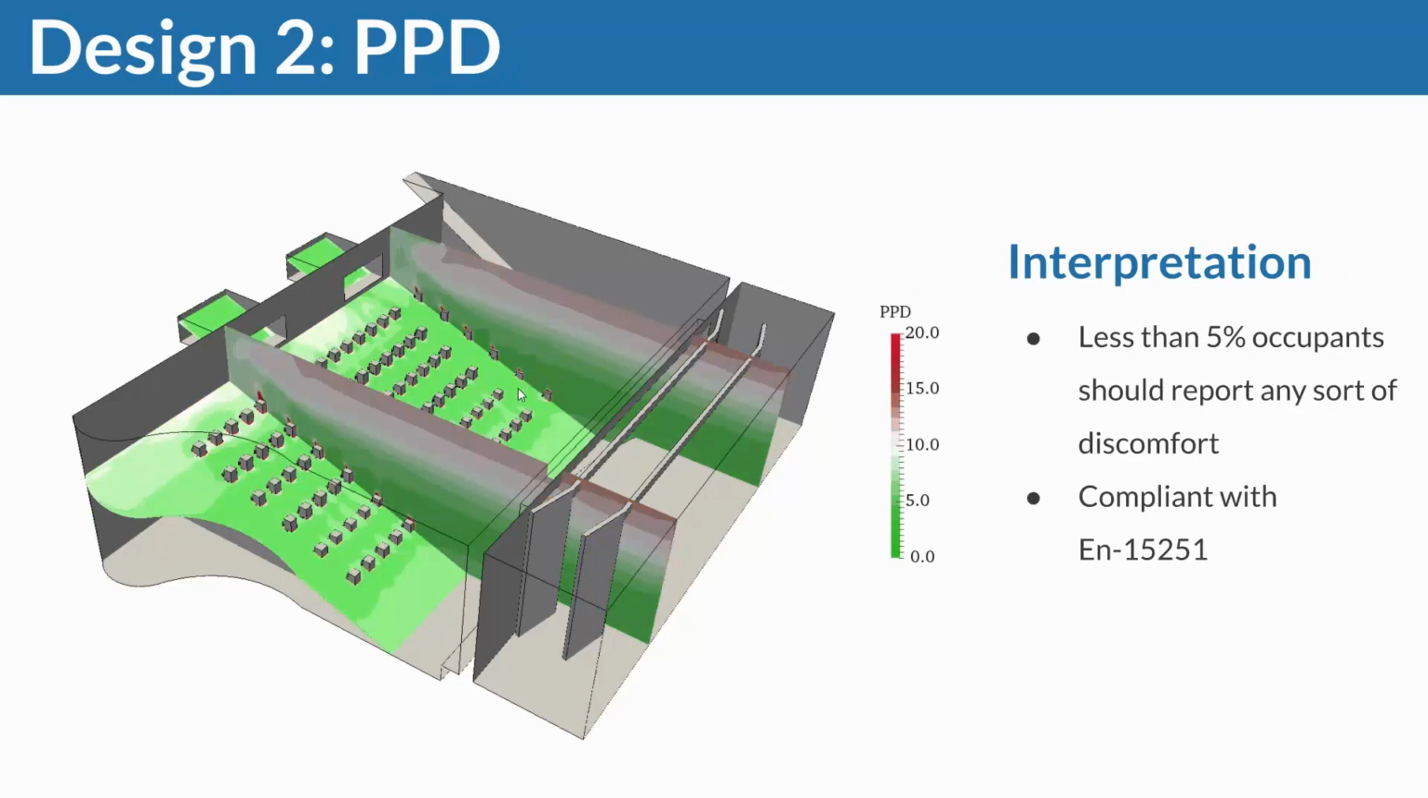And then the same goes for PPD, right? Most of our folks sit in a green area and a few of them in a white area, which is still fine. Across the entire occupant region, we're at 5% PPD, and we are compliant with EN 15251. And that's ultimately what we wanted to achieve.